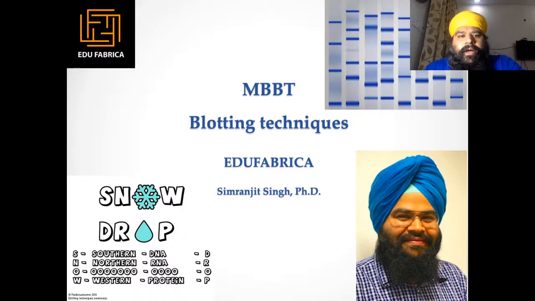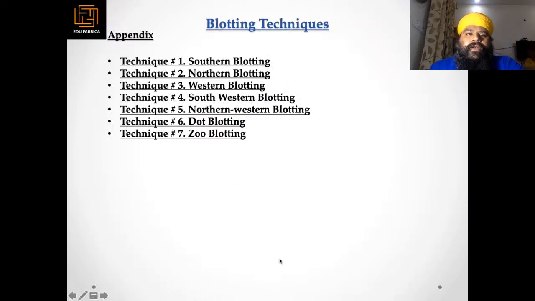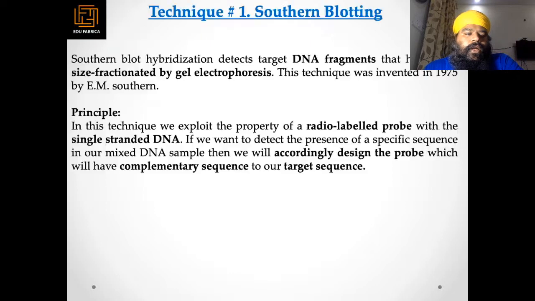So always remember this SNOW DROP: S for Southern, N for Northern, W for Western, and D for DNA, R for RNA, P for protein. So Southern is meant to analyze DNA, Northern is done to analyze RNA, and W is done to analyze your protein. O is just to remember. So we will talk about Southern blotting, Northern blotting, Western blotting, and Southern-Western blotting, Northern-Western blotting, dot blotting, and zoo blotting.